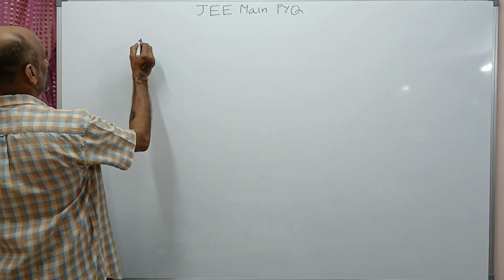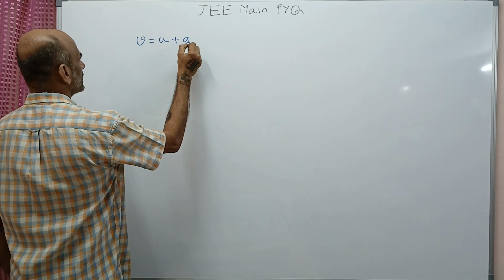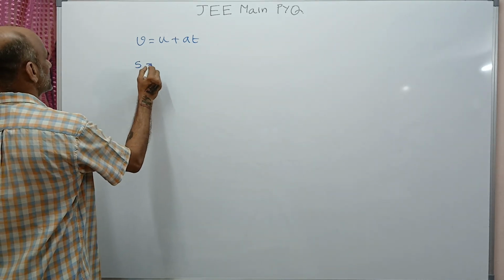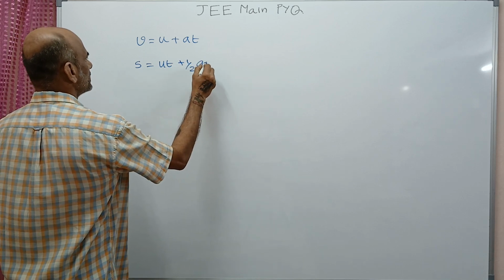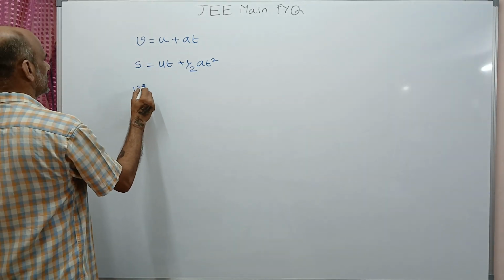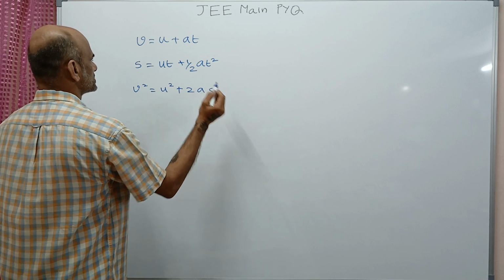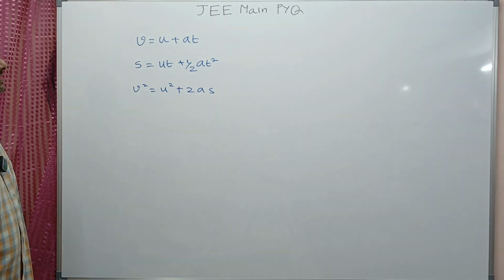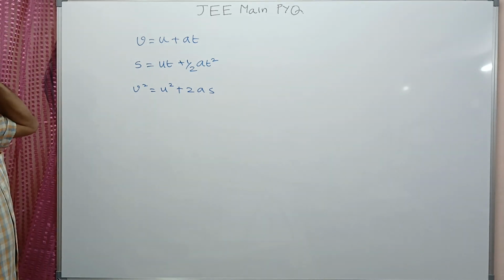The equations of motion for 1D motion are v equal to u plus at, and the second equation of motion is s equal to ut plus half at squared. The third equation of motion is v squared equal to u squared plus 2as. u is the initial velocity, a is the acceleration, t is the time, v is the velocity at any time, and s is the displacement at any time.